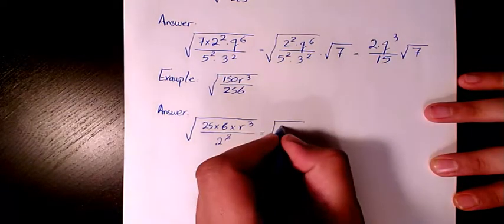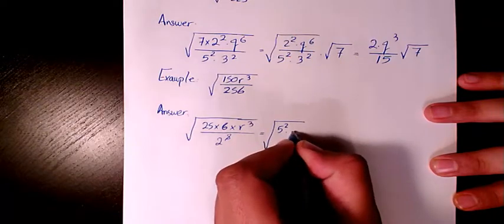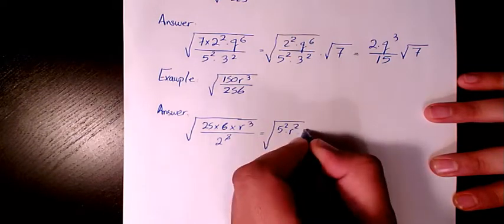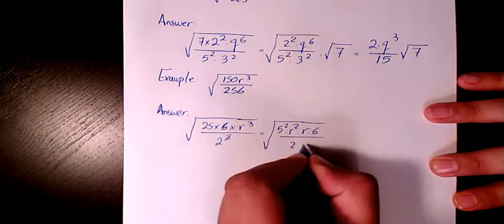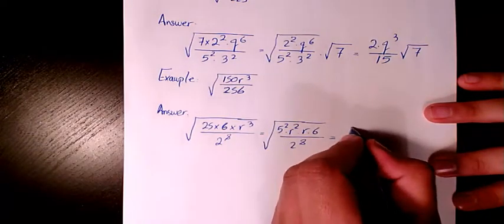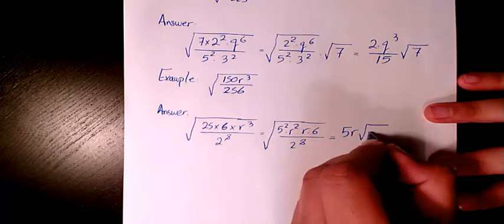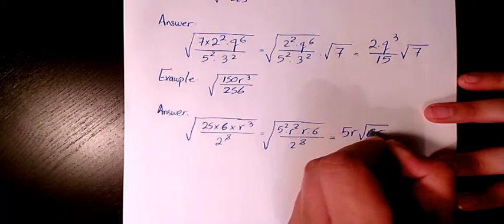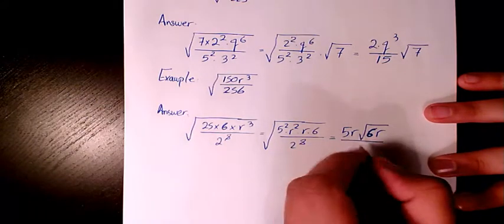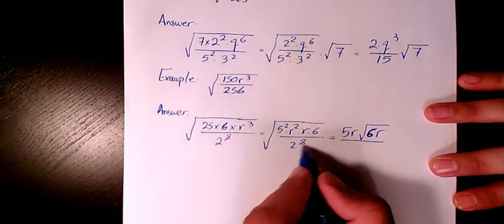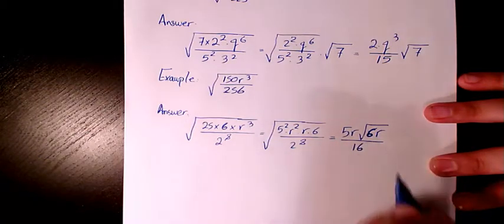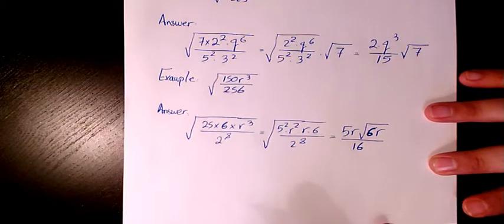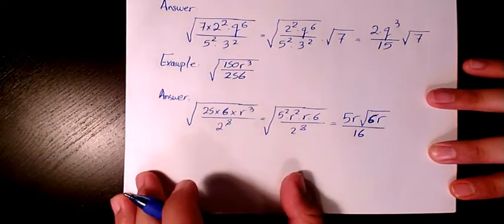So it will be 5 squared r squared r 6 divided by 2 to the power of 8. So it will be 5r square root of 6r divided by 2 to the power of 4, because 2 to the power of 8 divided by 2 is going to be 2 to the power of 4, or 16. That's the final answer.